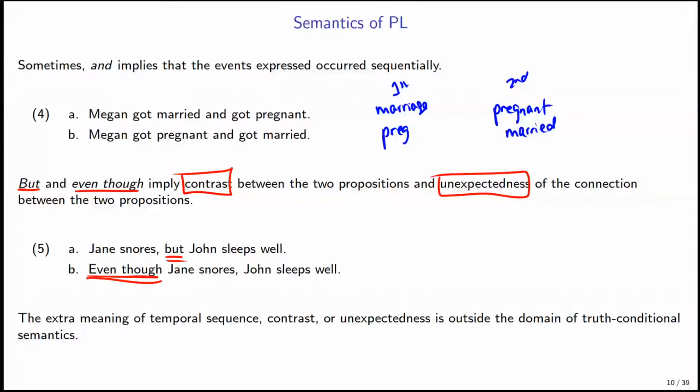So we don't translate contrast either. These are just considered variants of and. And we have to think about the meaning. So Jane snores, but John sleeps well. What is that in terms of facts? Well, it's a fact that Jane snores. It's a fact that John sleeps well. So both of those things are true. It's analogous to Jane snores and John sleeps well. So we have to remove the meaning of contrast and think about, do these words mean and?